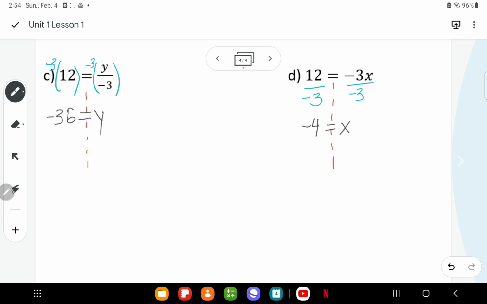So that is it for Unit 1, Lesson 1. You can go through and make sure that you understand those. Make sure you get those copied into your notes and then give the practice a try.